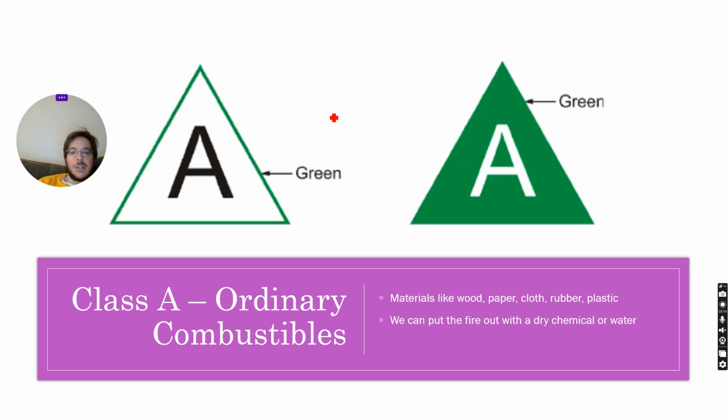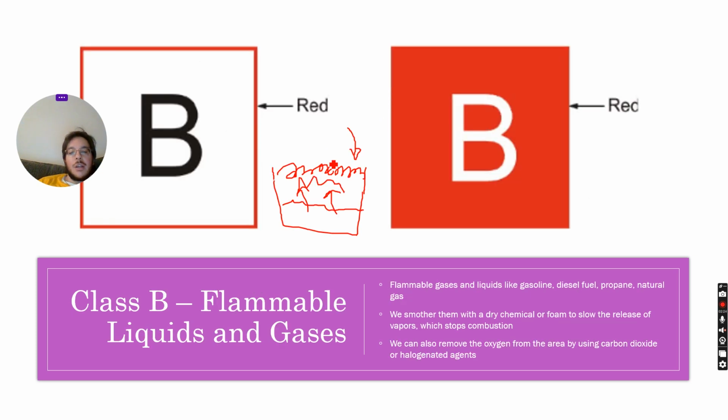See, water works on paper because it soaks the paper, so the dryness is gone, and that puts out the fire, so there's no more fuel for the fire. But water doesn't put out a gasoline fire because the gasoline just spreads. The water just makes it spread. So we have to use a chemical.